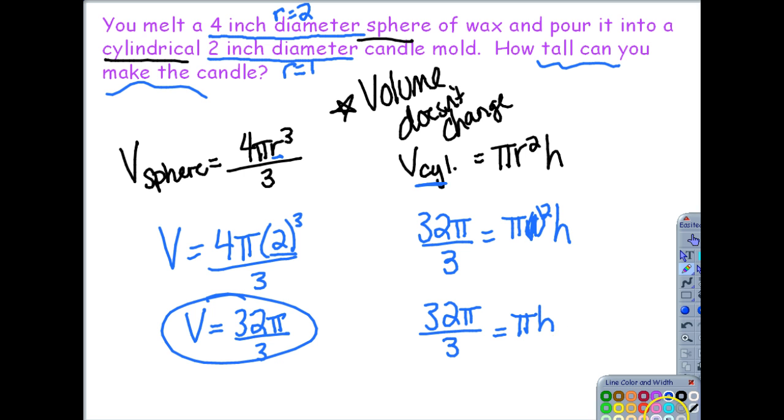So what are you thinking, Mrs. Palermo? Well, I know I have to find the h, and the only way I can do that is basically divide by pi. So if I divide both sides by pi, and this looks kind of ugly, but if I just put it underneath, essentially the pi's are going to cancel. So the height is going to be that 32 over 3. Now, I have units, so I'm just going to do 32 divided by 3, and I get approximately 10.67 inches.